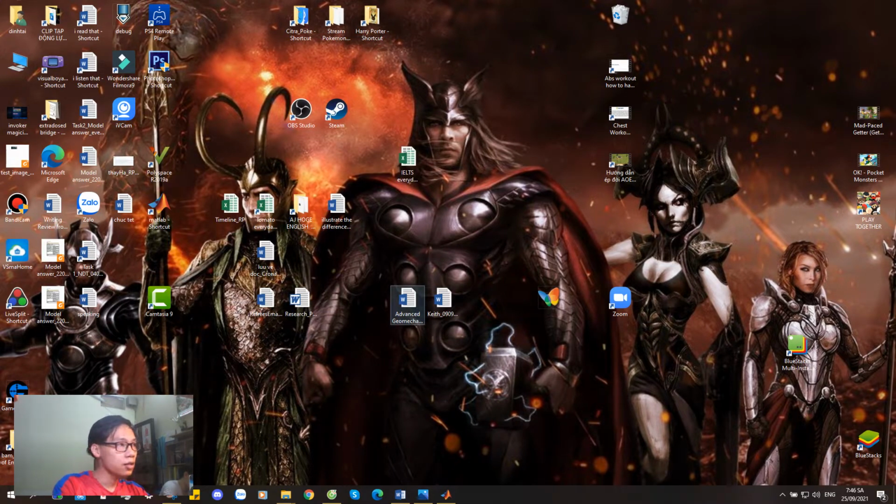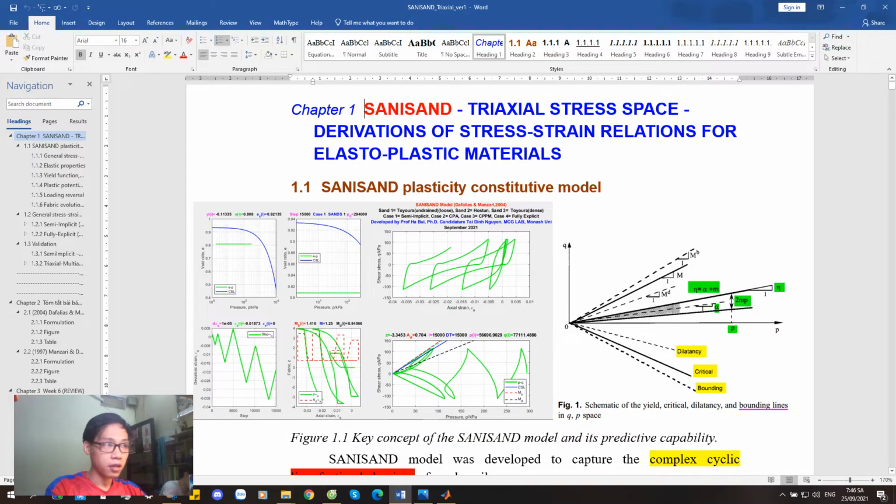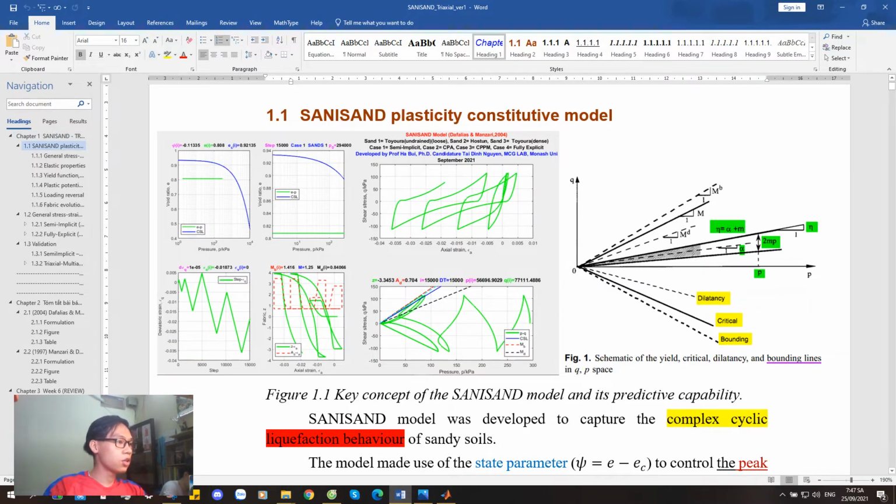Okay, hello everyone. Today I'm going to talk about the SANISAND model in triaxial space. In the next episode, I will talk about SANISAND in multiaxial space. So first, we should take a look at the key concept of the SANISAND model and its practicability.